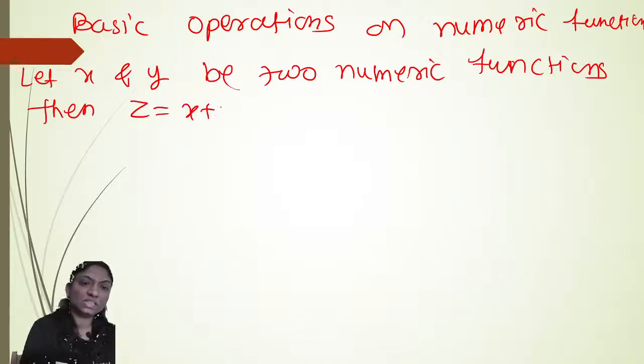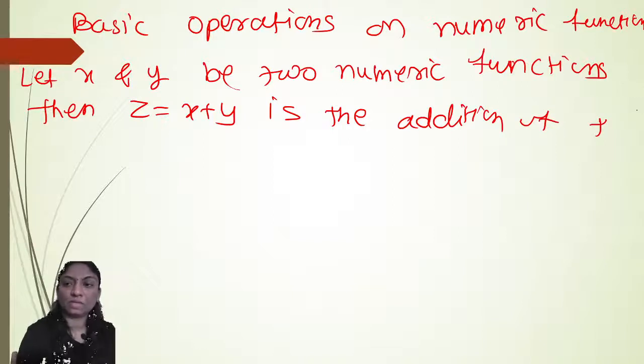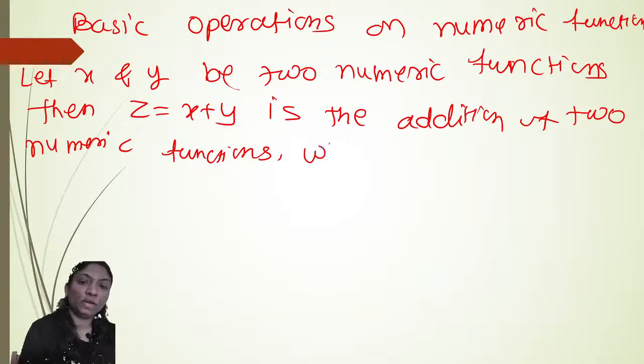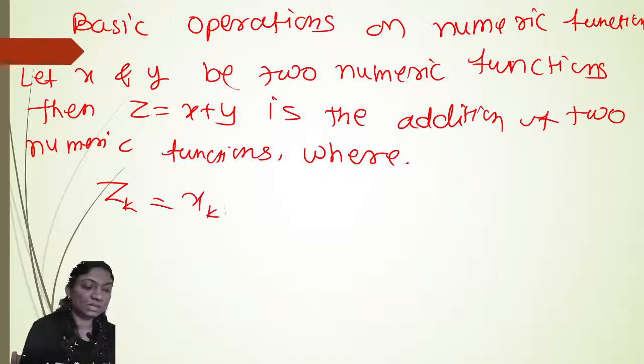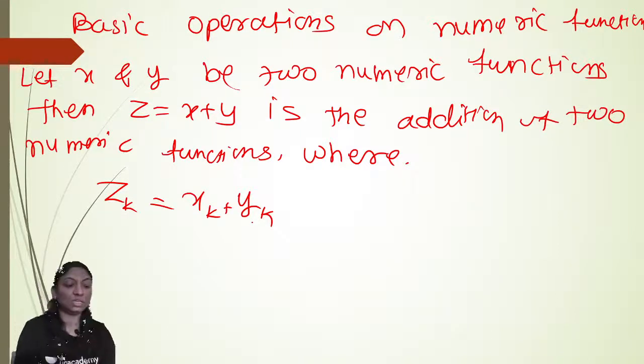Then z is equal to x plus y is the addition of two numeric functions, where zk is equal to xk plus yk. Okay, so the addition of these two numeric functions is xk plus yk, right?